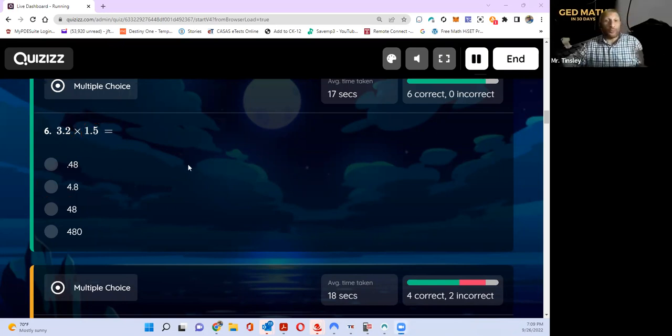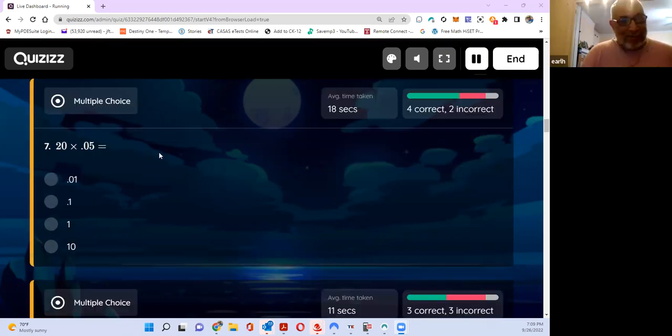So they actually were doing 3.2 times 1.5. What I'm saying is, if you estimate 3 times 2 is 6, the only one near 6 is 4.8. 0.48, 48, and 480 are nowhere near 6. So by estimating, you can finish that problem in about 5 seconds. Most people took about 17 seconds to do that problem. And not only that, you can count the decimal.